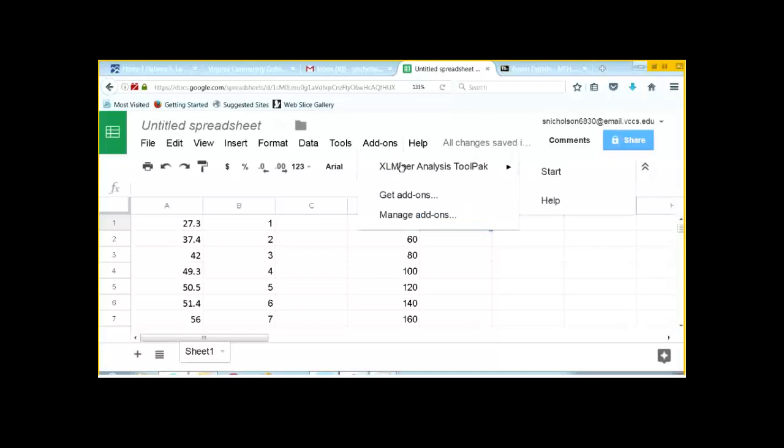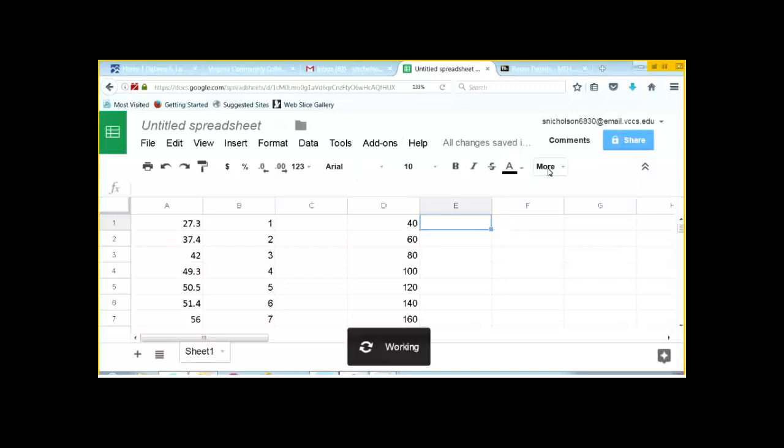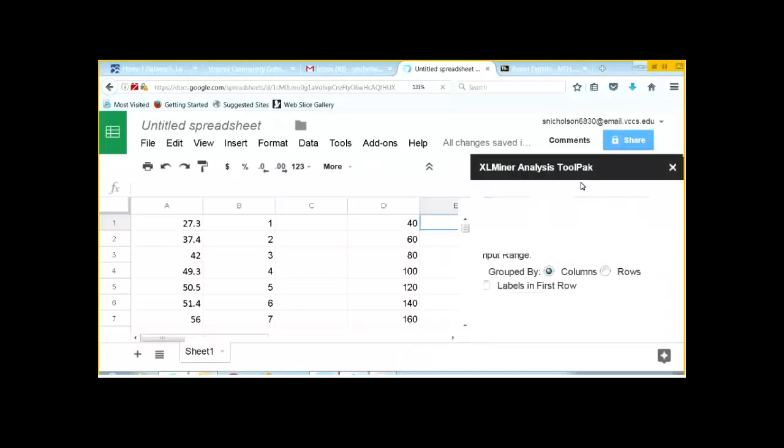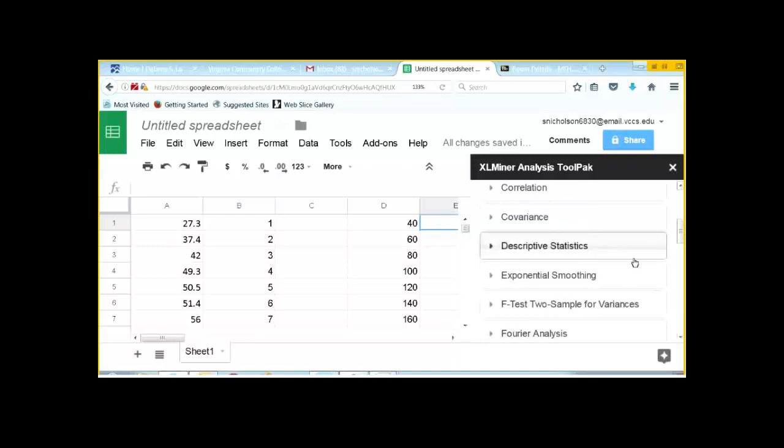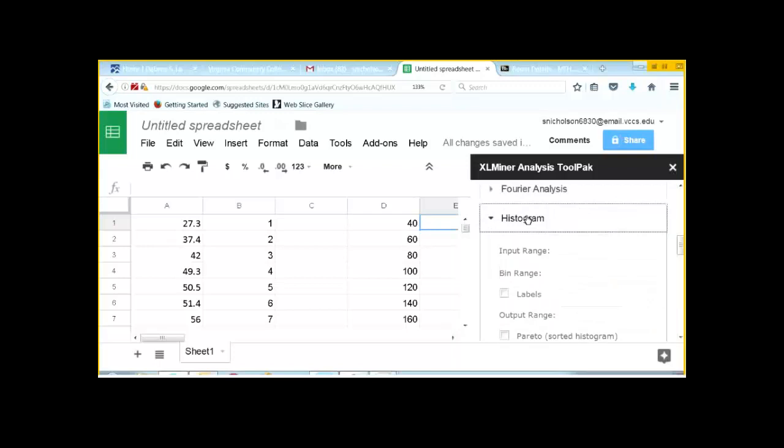If you look at add-ons, I've got the Excel Miner Analysis Tool Pack. So we start that, and then we look for the one that we're interested in. And the only two that we're going to do are descriptive statistics and histogram.